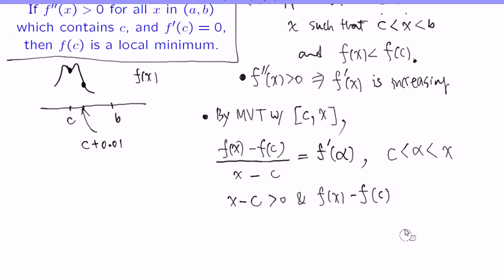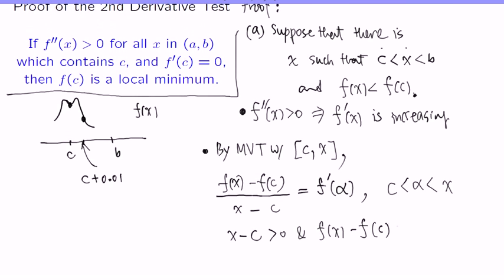Anyone else? f double prime of x is greater than 0. That's true. But what about between f of x and f of c? If you stare at here, there's no answer. It's somewhere else. First derivative is increasing, and then this implies concave up. Not that this one is greater than. The only condition that's put on f of x and f of c is this one here.